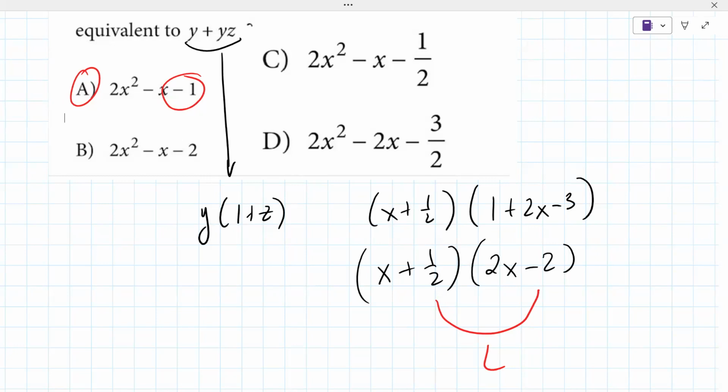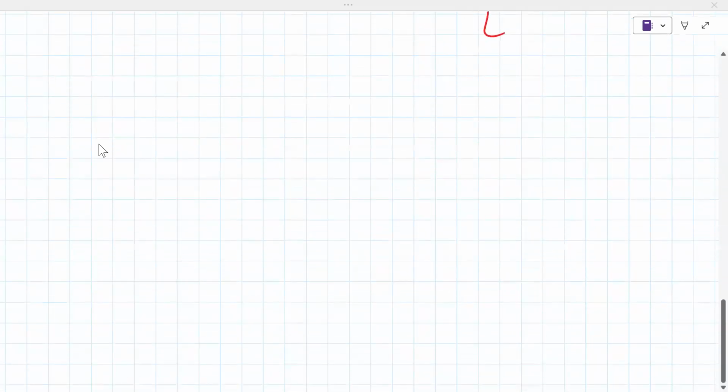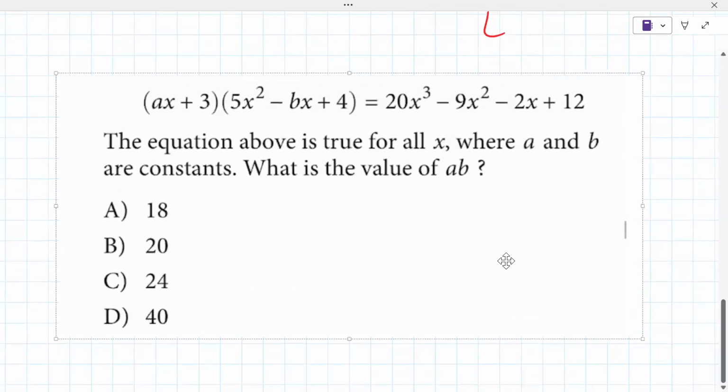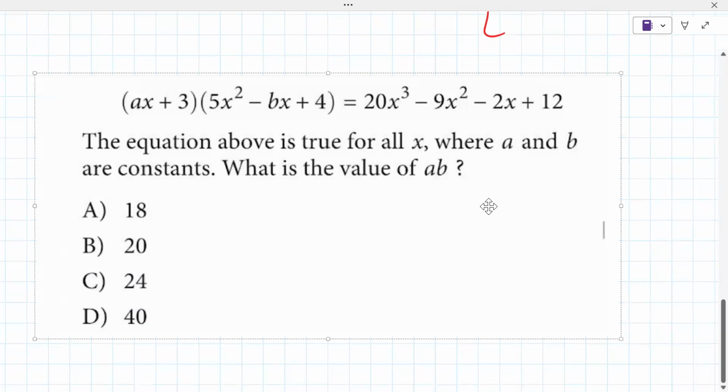All right, so here is a new problem for us to look at. This is a lot like what we've been doing, where there's a way to make this where you don't have to write out and do everything. There's only one part of this that actually matters. So it says, what is the value of AB? And you look at the answers, those don't stand out.